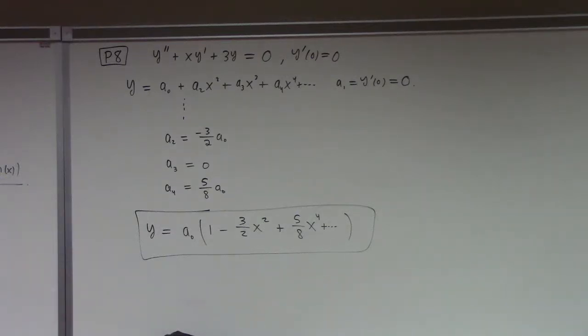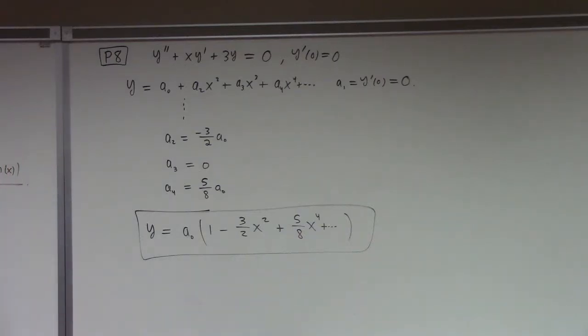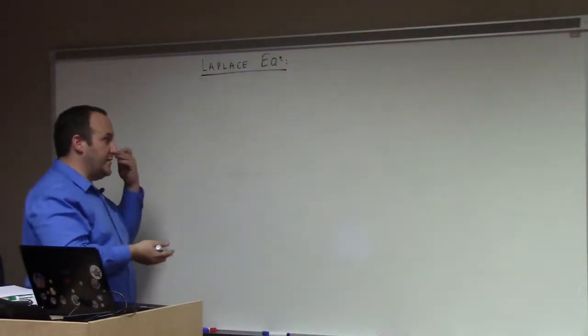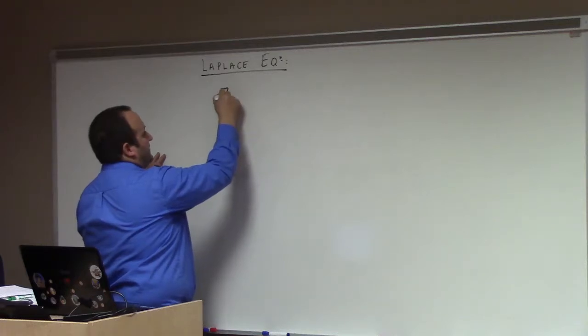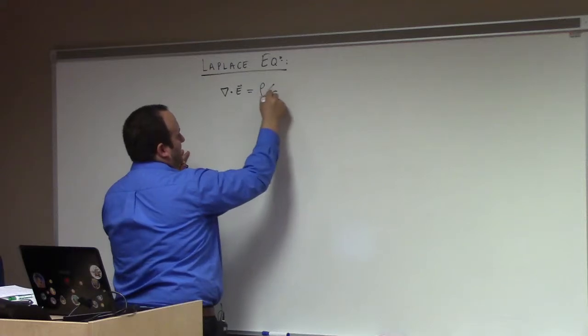All right, so finally, the last kind of problem. So let's talk about Laplace's equation. So just a little background from electrostatics. We have the divergence of the electric field is equal to the charge density divided by epsilon naught. This is Gauss's law.